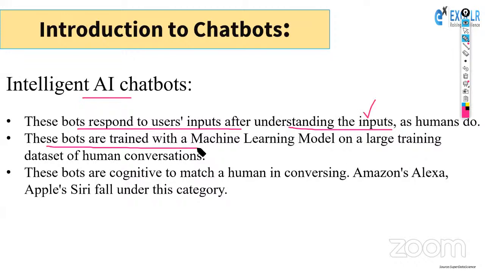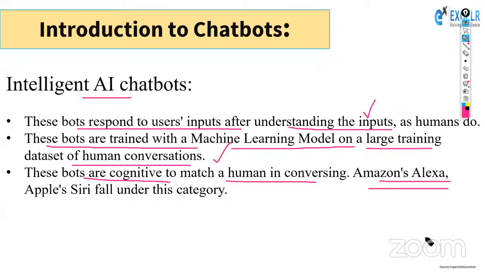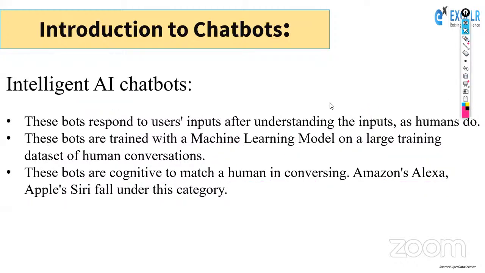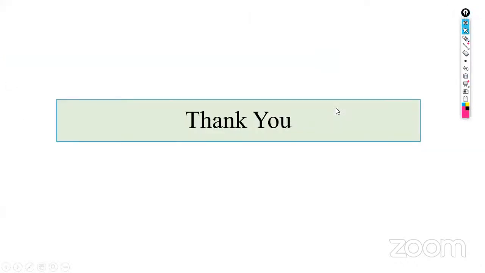So these bots are trained with ML models or deep learning models over a large training data set of human conversation. These bots are cognitive, that means they have intelligence to match human conversing, just like Amazon Alexa, right? Or Apple's Siri. These are some of the examples of AI chatbots, right? And each and every chatbot uses the technique called sequence to sequence models.